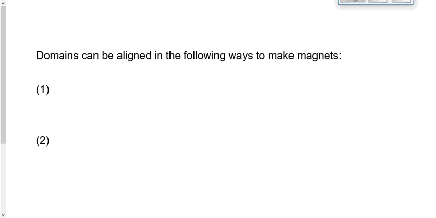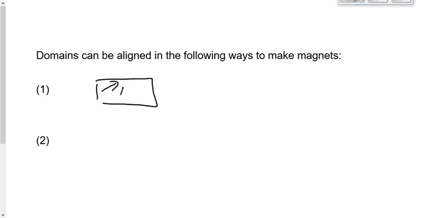Now, how do we make those domains become aligned? How do we get them pointing in the direction of being from south, away from the south, toward the north, inside the magnet? How do we get the domains pointing something other than a random direction so that it actually becomes a magnet? Well, there's two ways. The first way is a way that you probably did in grade 4 when you looked at magnetism for the first time.